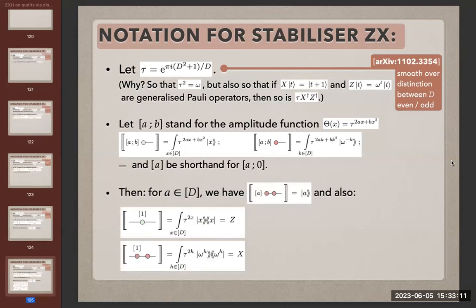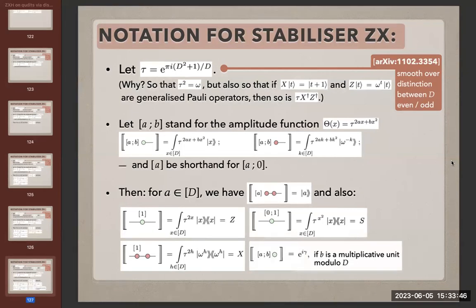You get simple representations for the Pauli operators. With these integrals, we're dealing again with the fact that tau squared is equal to omega. So these are simply describing the Z and X operators in terms of their eigenbases. This generalizes: if in the square brackets 1, you instead had square brackets A, you would have Z to the power of A or X to the power of A. There's another important operator that you need to generalize the stabilizer formalism. It's sort of an X squared operator. You can define it simply like this.